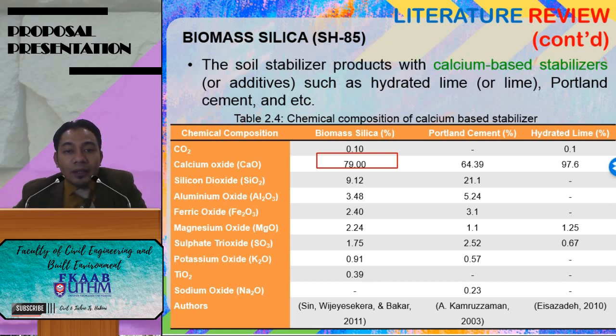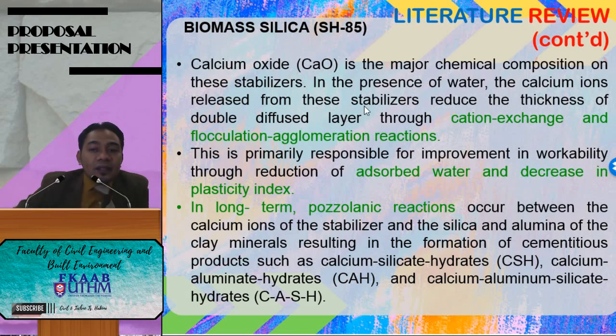Okay, biomass silica is a soil stabilizer product which is a calcium based stabilizer such as hydrated lime, Portland cement, etc. So table 2.4 shows the chemical composition of calcium based stabilizer. This is for the biomass silica chemical composition, and then this is for the Portland cement, and then this is for hydrated lime. Okay, for this study we use the biomass silica. So calcium hydroxide, CaO, is a major chemical composition in this stabilizer. In the presence of water, the calcium ion released from this stabilizer reduces the thickness of the double diffuse layer through cation exchange and flocculation, agglomeration reaction.